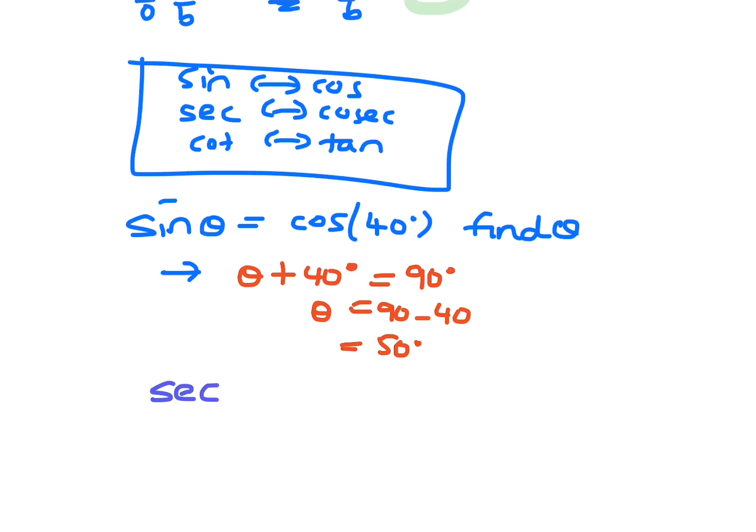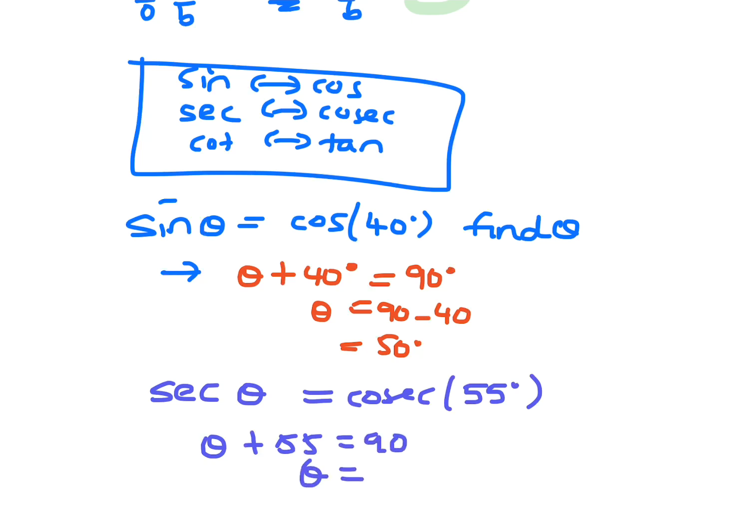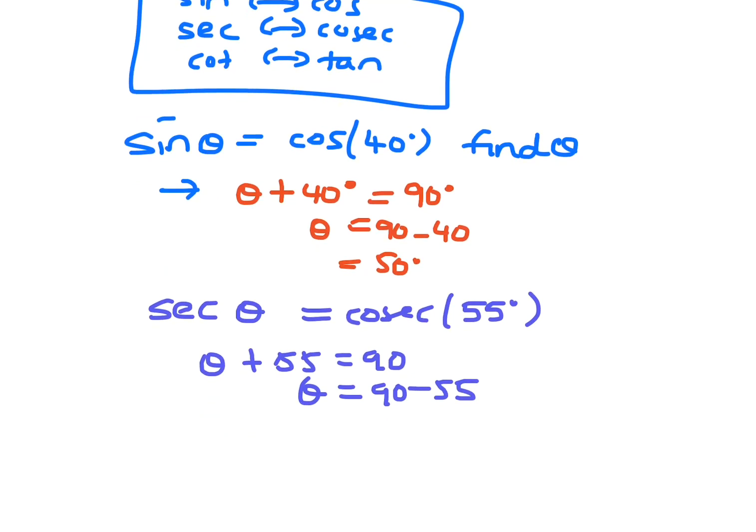We could go with sec. So sec theta equals cosec 55 degrees. So we know that theta plus 55 would be 90. So theta is 90 minus 55, which is equal to 35 degrees.